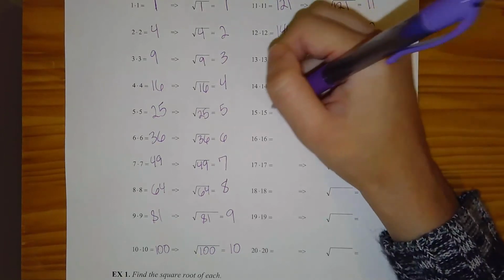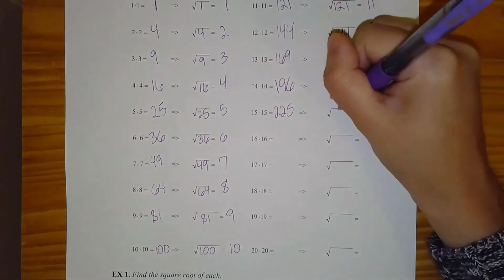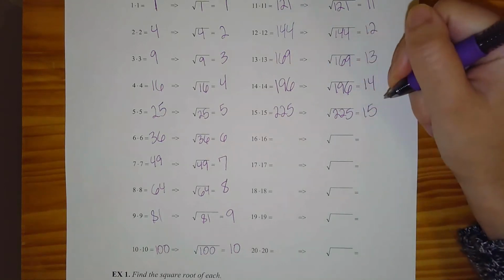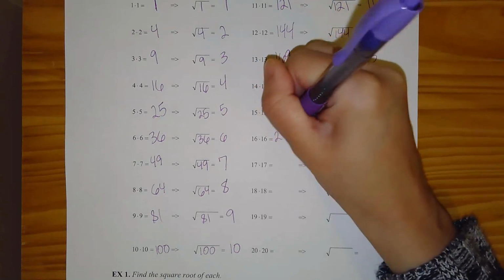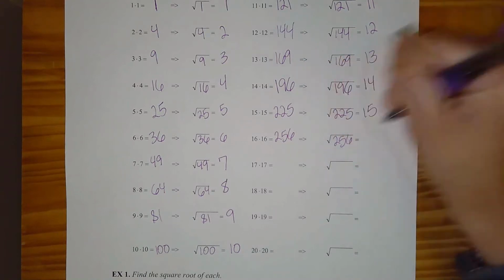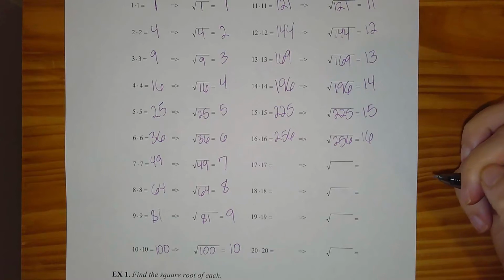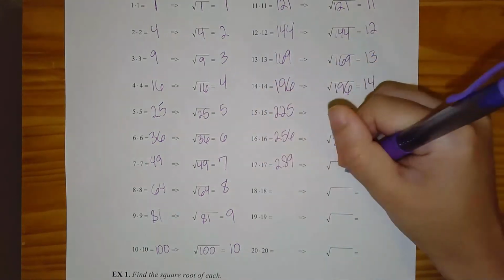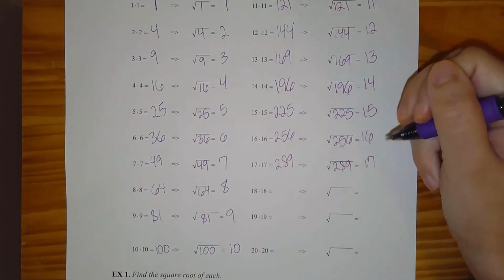15 squared is 15 times 15, which would be 225, and that means that the square root of 225 is 15. 16 squared is 16 times 16, which is 256, so that means that the square root of 256 would be 16. 17 squared is 17 times 17, which is 289. So that means that the square root of 289 is 17.